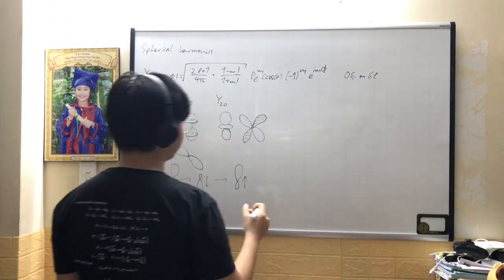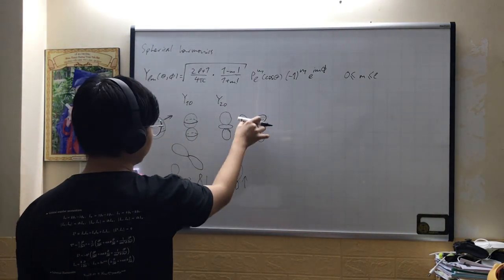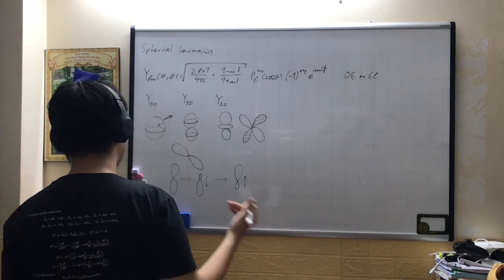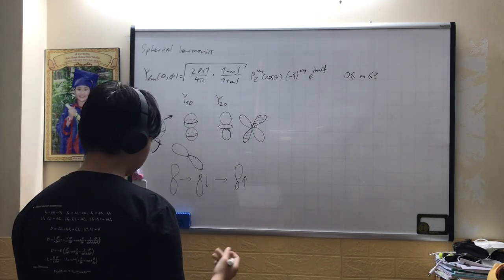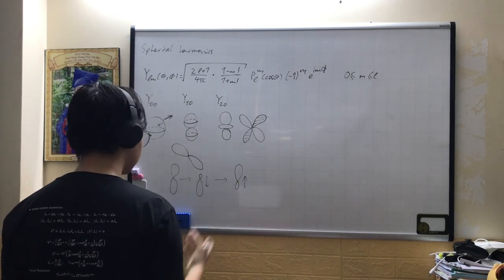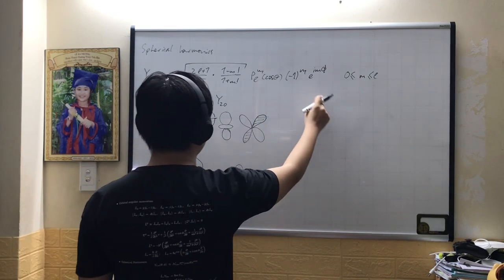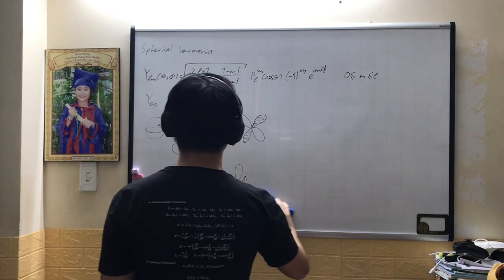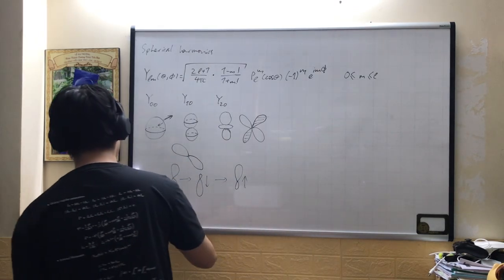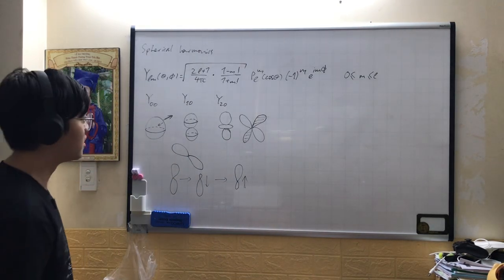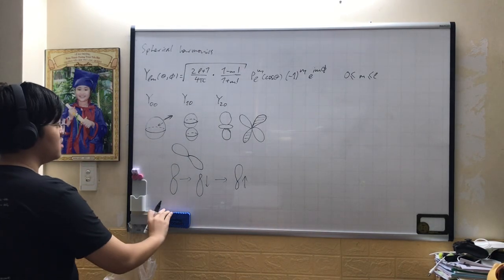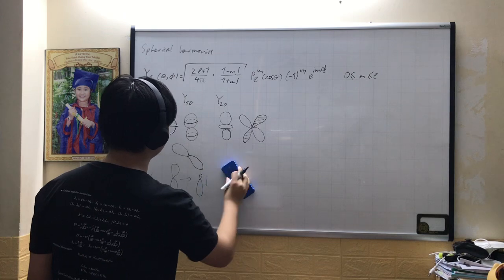And 3 is going to have 3 of this and 3 of this, but one more dimension. So it's going to be in a sort of cube. They have 4 sides of a cube. That is going to be Y3. So I guess that would be it for spherical harmonics.